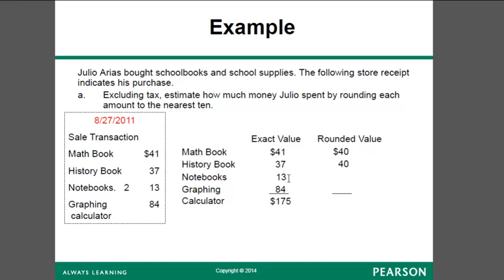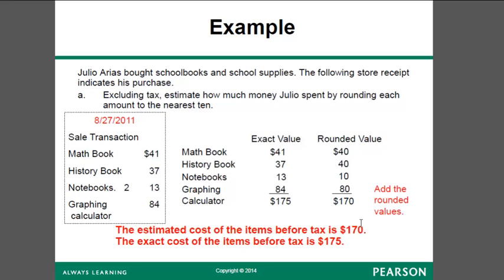$13, I need to round it. Do I round it to 10 or to 20? Actually round it down to 10. And then 84, do I round it to 80 or to 90? I actually round it to 80. Remember, anything less than 5, I round down. 5 or larger, I round up. So now I want to add up all these values and get that I have $170 estimated.